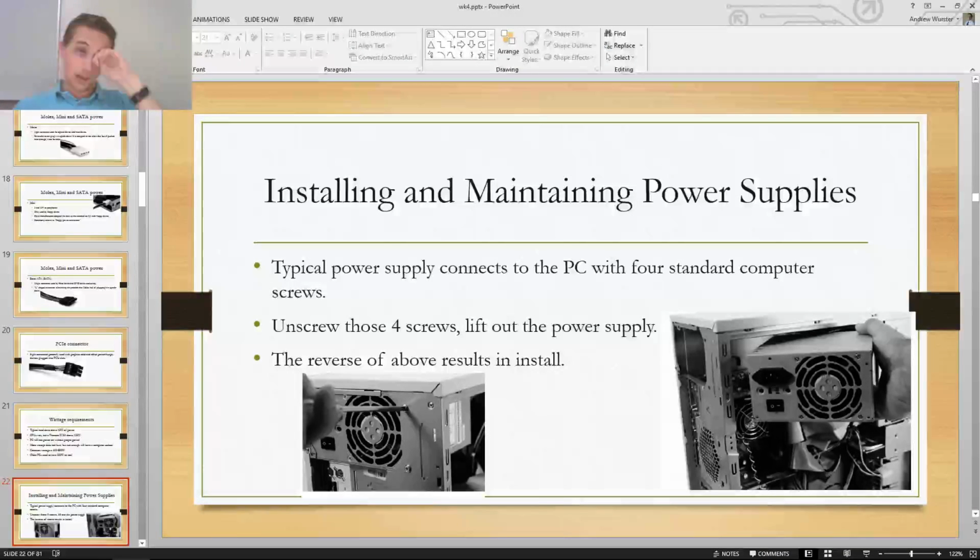I say in theory because with higher end desktops, you'll have a giant heat sink, and the heat sink, of course, is right underneath the power supply. Depending on the way your case is orientated, you may have to take that off first to get it to come out. So you're kind of maneuvering a little bit. More than likely, it'll come straight out.